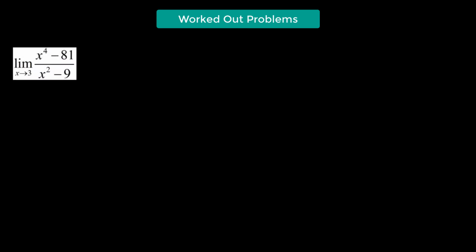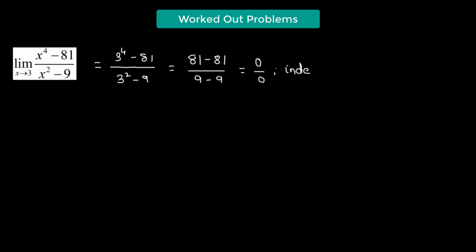So here we have to determine the limiting value of the given rational function when x approaches 3. So let us do a direct substitution here. So we have 3 raised to the power of 4 minus 81 divided by 3 squared minus 9. So 3 raised to the power 4 is 81. So we have 81 minus 81 in the numerator. 3 squared is 9. That gives us 9 minus 9 in the denominator, leaving us with 0 over 0, which is the indeterminate form.